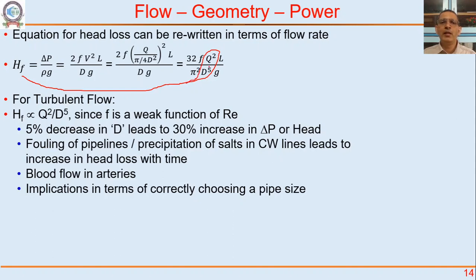So if I double the flow rate, frictional head loss will become 4 times. Even if I say that friction factor is a weak function of Reynolds number, recall from the previous lecture, Moody's chart, friction factor versus Reynolds number was almost a horizontal line at very large values of Reynolds number. So hf would be proportional to Q squared and d raised to 5.